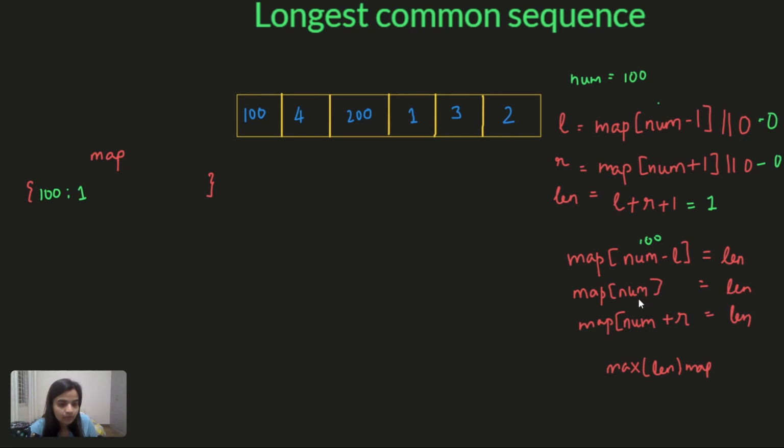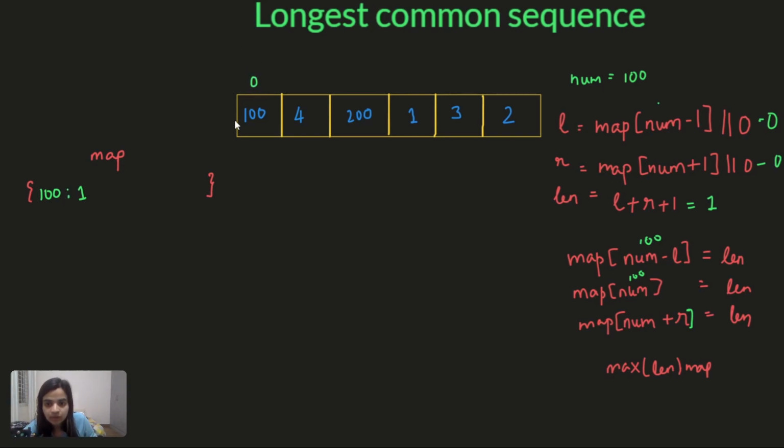Now map of num is again 100, so the same value len, map of 100, will become 1. And also for num plus R, what is R? It is 0. Num is 100. 100 plus 0 is 100. The same thing, 100 will become len.